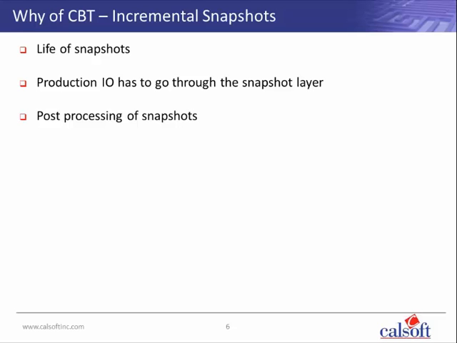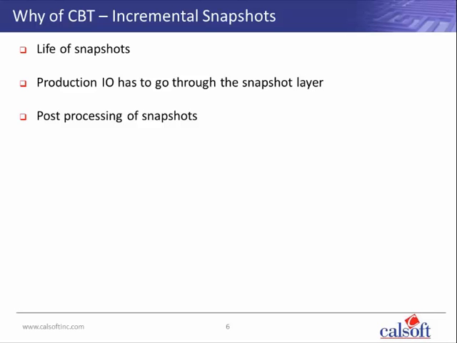Point number 2 is that production I/O has to go through the snapshot logic when the backup is being taken, which means when the backup is in play, every I/O that comes from the application may translate to more than one read and write based on what type of snapshot it is. Point number 3, since snapshots have to live for a longer time, the size of the snapshots will keep growing, and deleting these snapshots will become tedious.